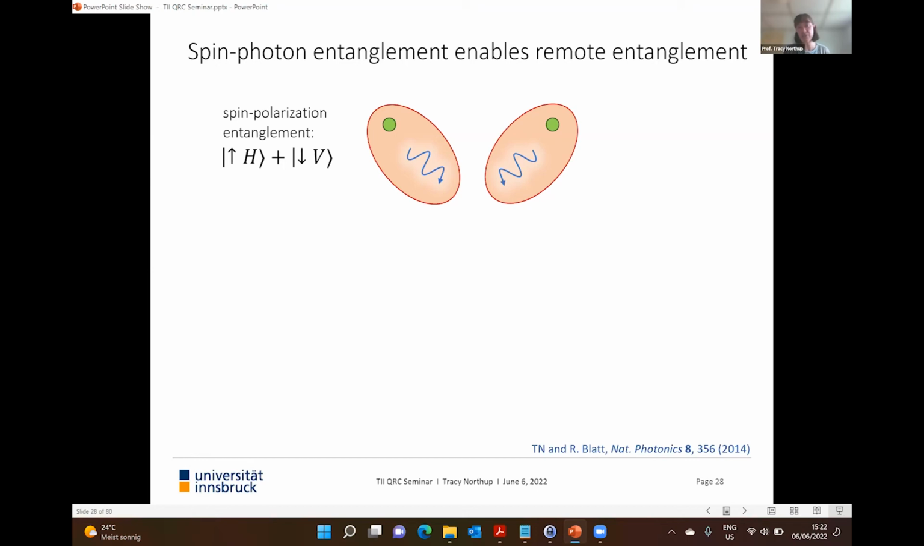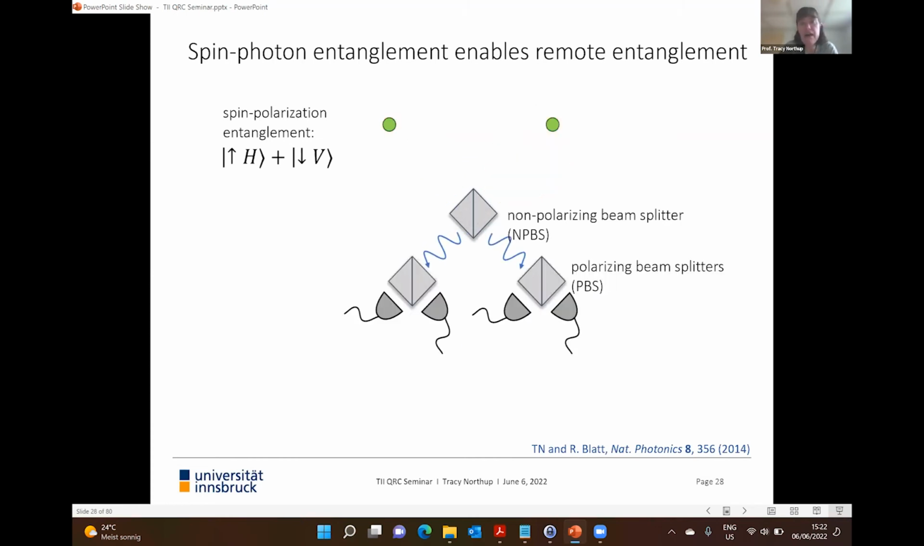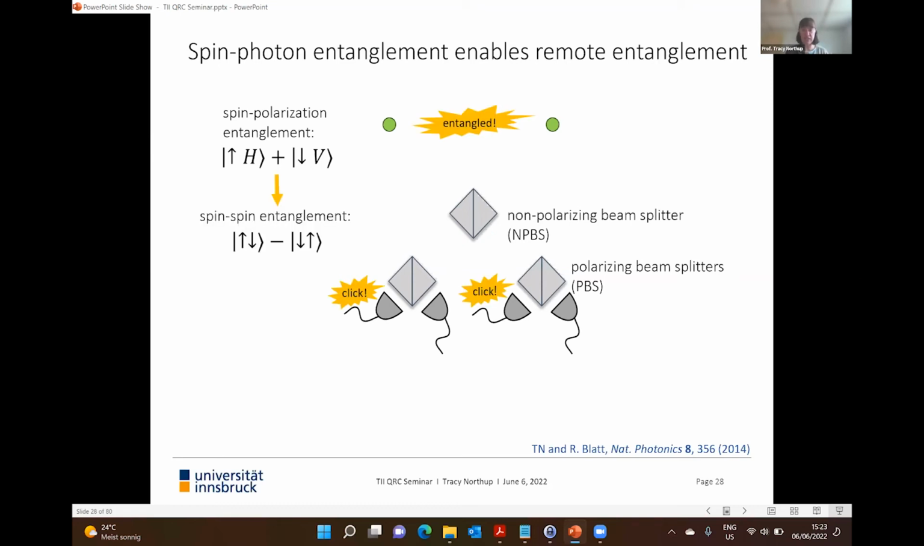Let's now picture that we have two of those systems, like an atom and a photon here. Now we send the photons to a non-polarizing beam splitter, and that erases information about where the photons came from. Because the photons can exit either port of that beam splitter, we detect the photons after the beam splitter, but we don't know which photon came from which atom. We get some event of clicks at our detectors that register those two photons, and this projects us into an entangled state of the atoms.